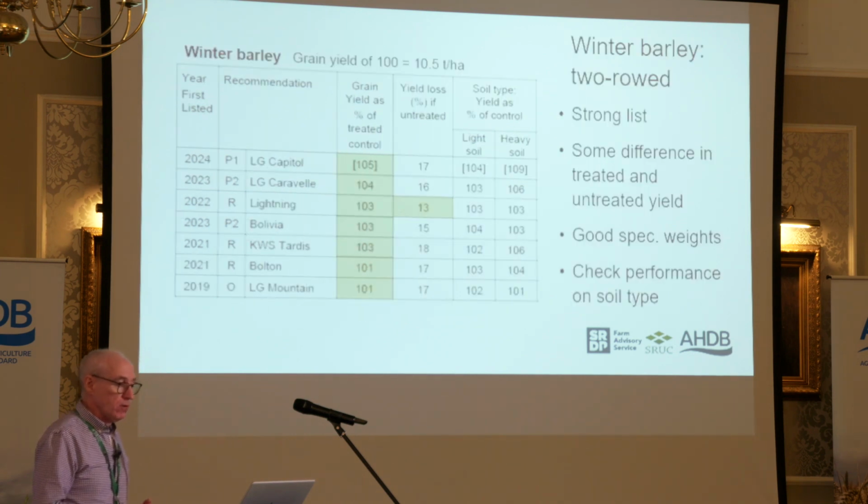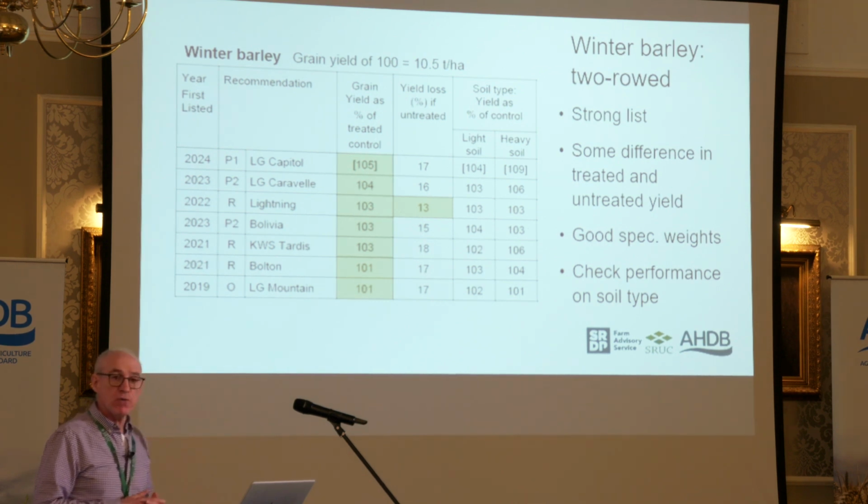Okay, so coming on to winter barley now. So it's two-row feed barley, and as I alluded to at the beginning, we're really starting to see the benefit now of some higher yields in the varieties that we are selecting and growing. And we can see that now we've got Mountain, that we were impressed with its yield and high specific weight when it came on the list a few years ago.